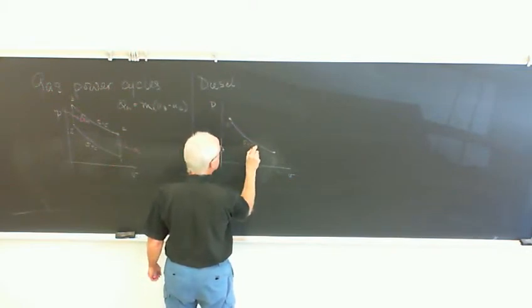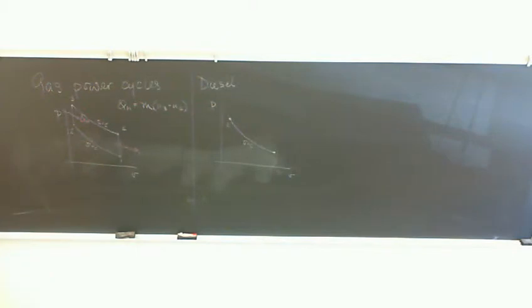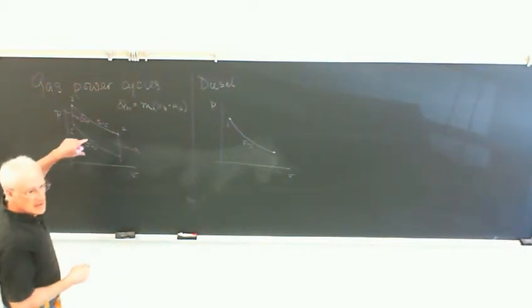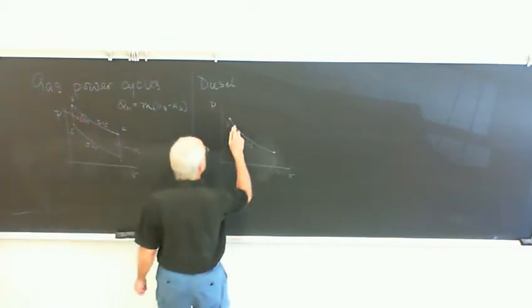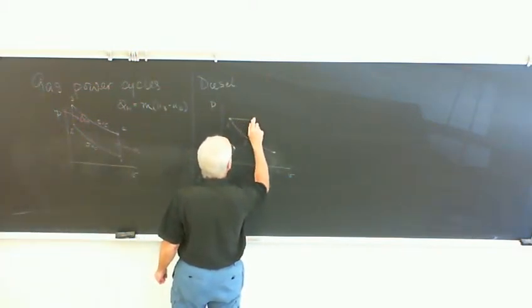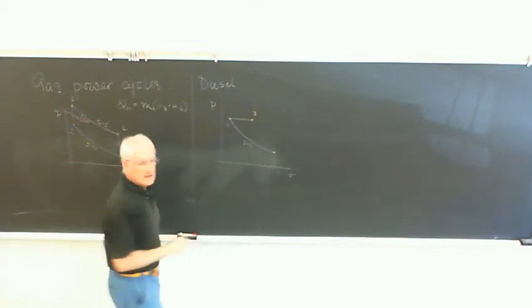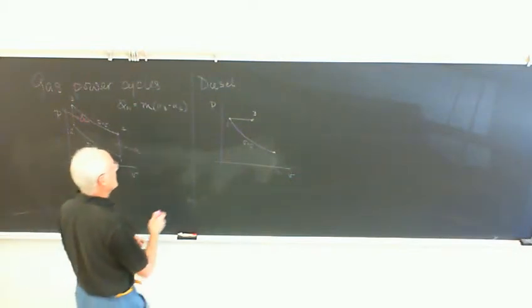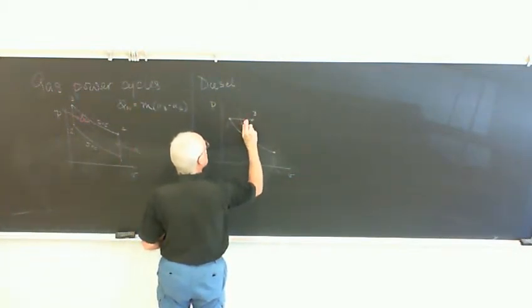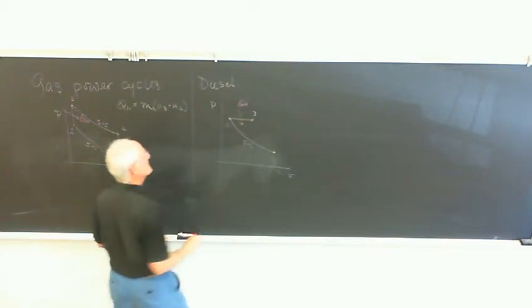isentropic compression. Again, this is the very same process as in the Otto cycle, where the gas in the air is compressed to enhance the combustion. However, the main difference occurs right there, where in the diesel the fuel air mixture self ignites. There's no spark plug that ignites it. And as such, it's a constant pressure heat addition, at least as we model it.